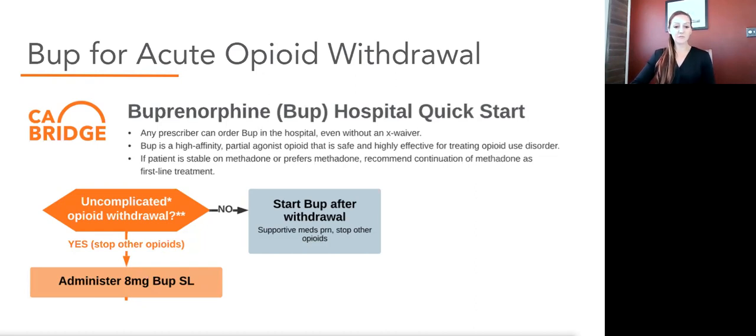So we verify they are in withdrawal, and then we go ahead and administer a first dose of Buke. Very important to have the patient dissolve it in their mouth and not swallow it. If they swallow the medication, they won't get as much of the drug, so they might not get a high enough dose for it to be effective.